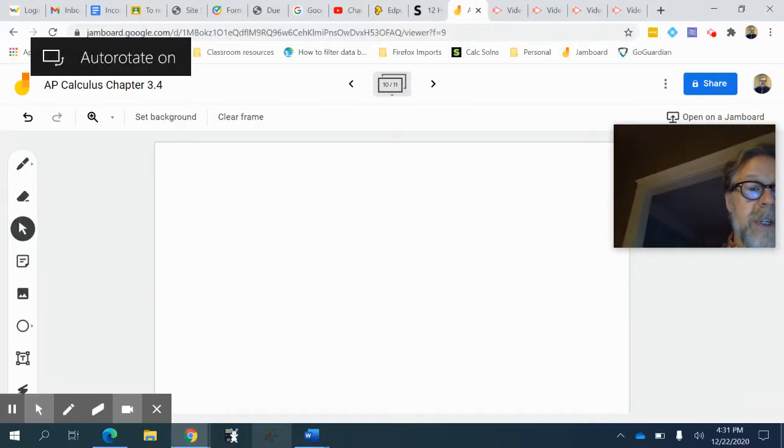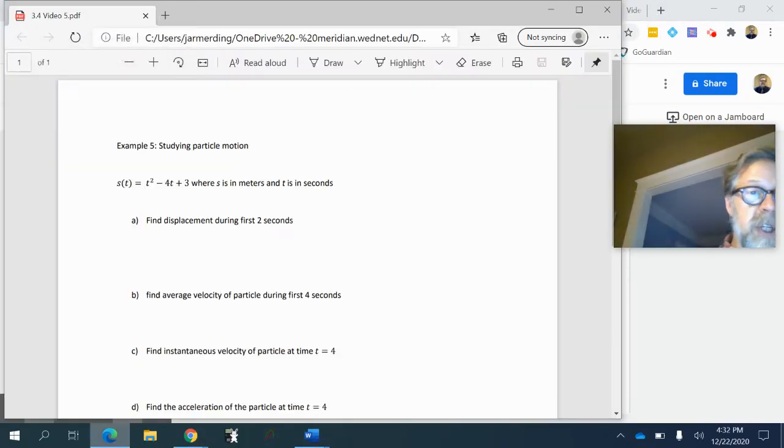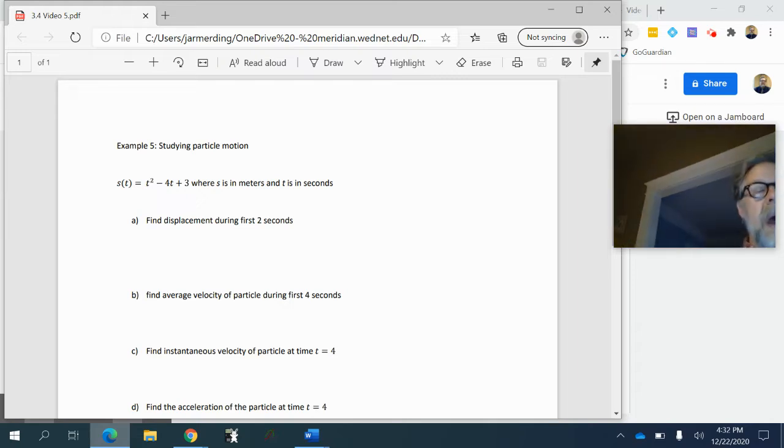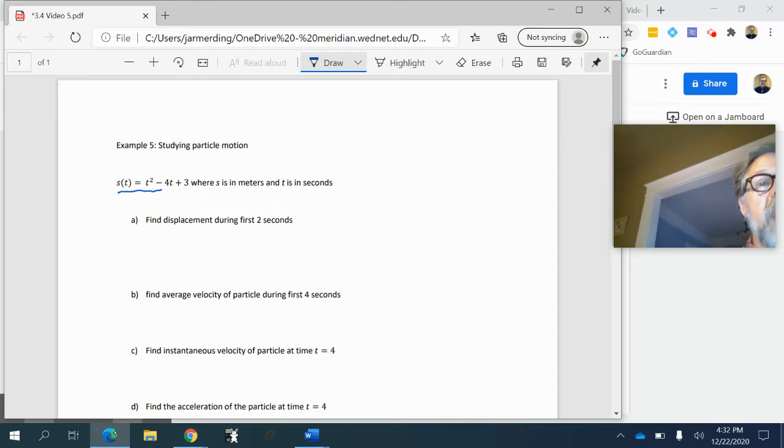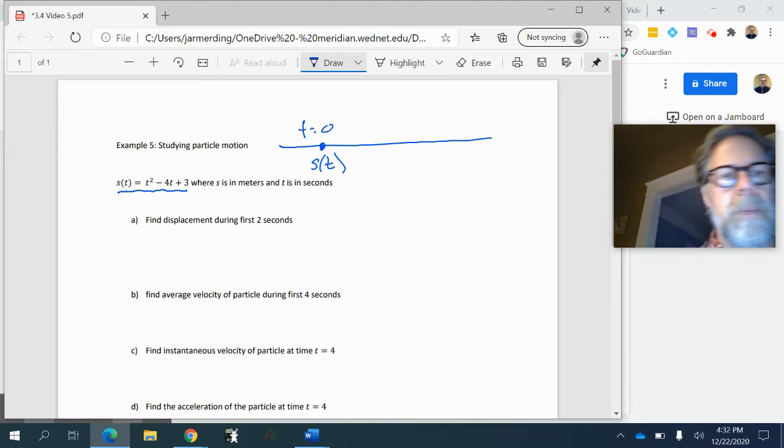All right, let's talk about a quick example on particle motion. We are given that this particle moves and the position of the particle at any time t in seconds is given by the equation t squared minus 4t plus 3. So remember, particle motion, you got a line, it starts at some time t. And in this case, it actually starts at time t equals 0. And that's normal for these particle motion problems.